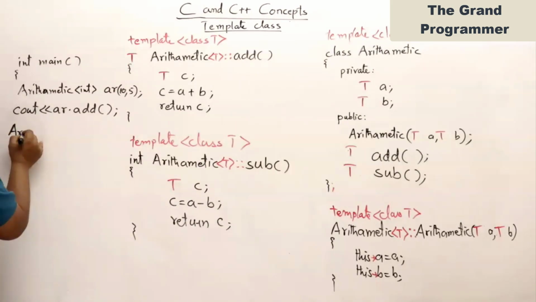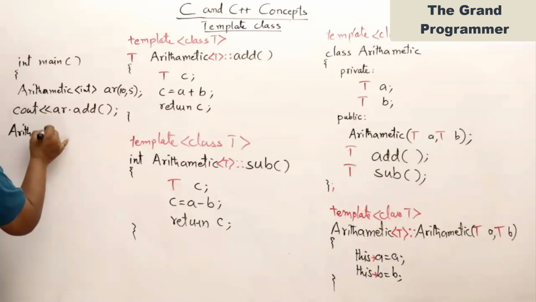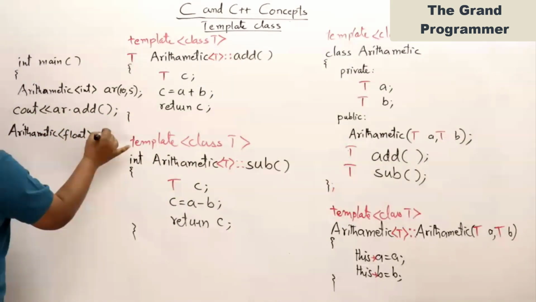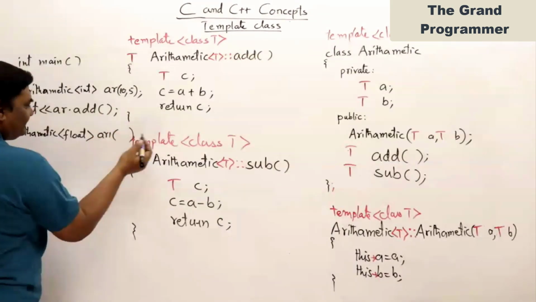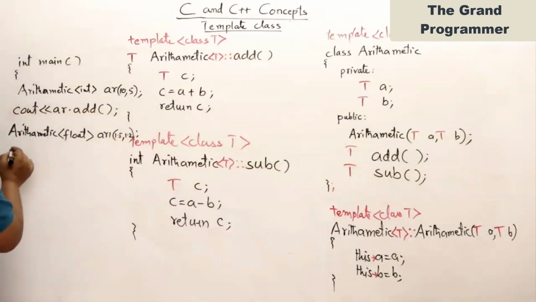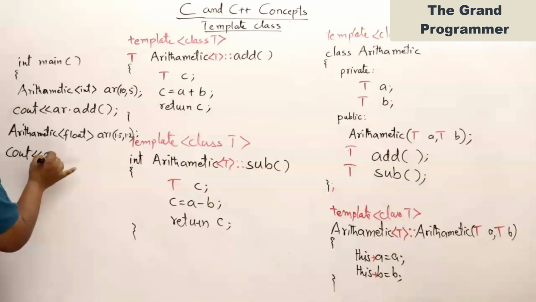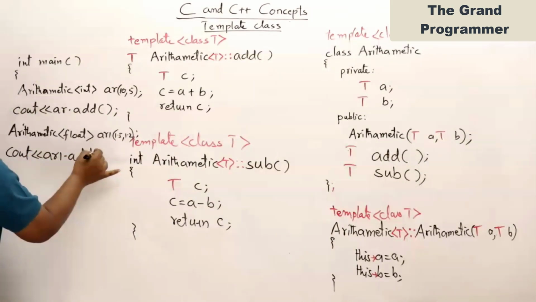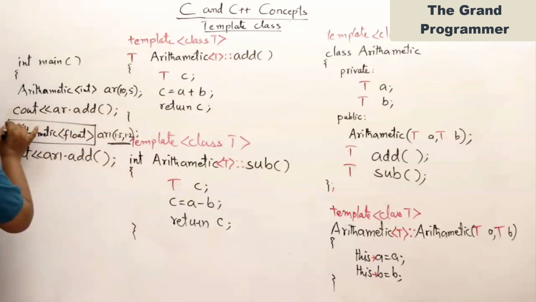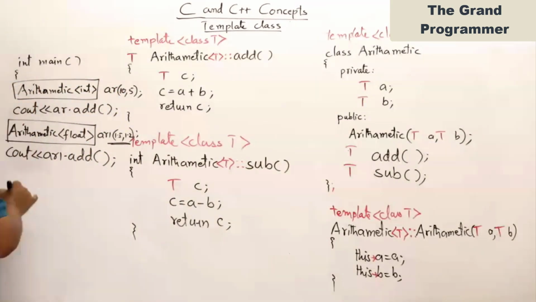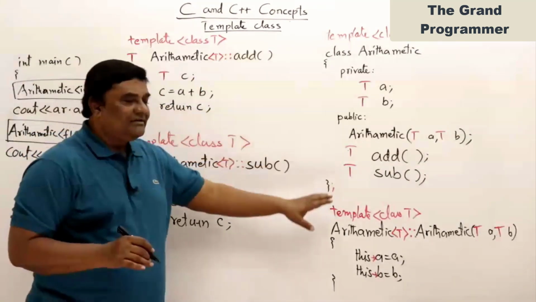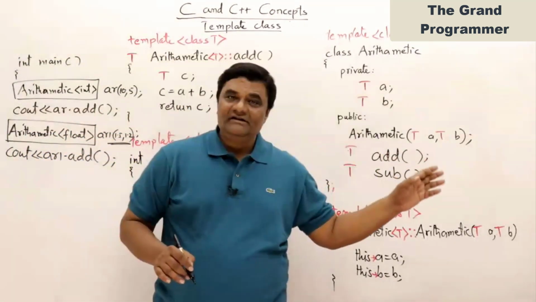Now if I want a float class, then again make an object of this and give the parameter as float, and here I will name it AR1 and pass the parameters like 1.5 and 1.2. These are float values. Now cout AR1 dot add, this will give me the addition of these two float numbers, right? Because the parameter is float type. Here the parameter is integer type. So here the object will be integer and here it will be float. For this one, everything will become float. Wherever I have written T, that will become float.